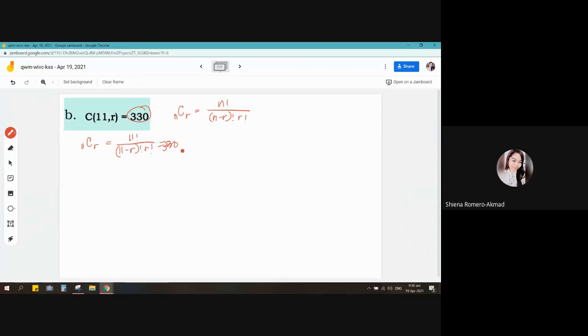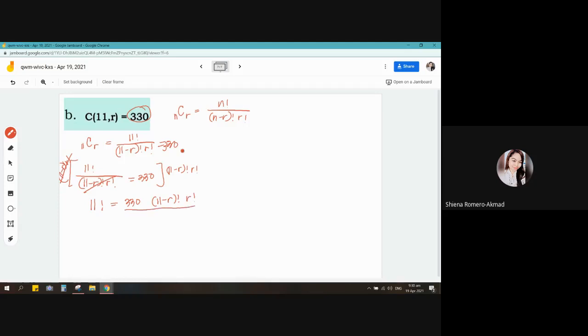Okay. Then, si 11 factorial divided by 11 minus r factorial times r factorial equals 330. Minultiply siya both side by 11 minus r factorial times r factorial. Okay? So, maka-cancel na to, right? Magiging 11 factorial equals 330 times 11 minus r factorial times r factorial.